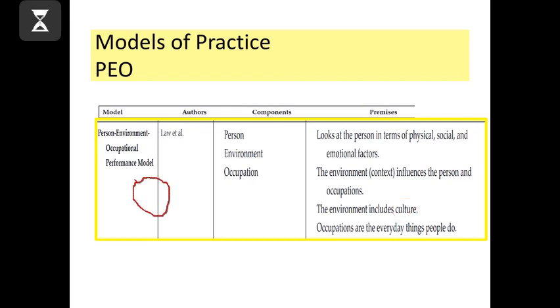I know it's not a perfect circle. So that would be the person. This would be the environment. And this is the occupation. And in this section is where we have the overlap of the three that we need to consider for occupational functioning. So what do we look at? Person, environment, occupation. Pretty easy, PEO.